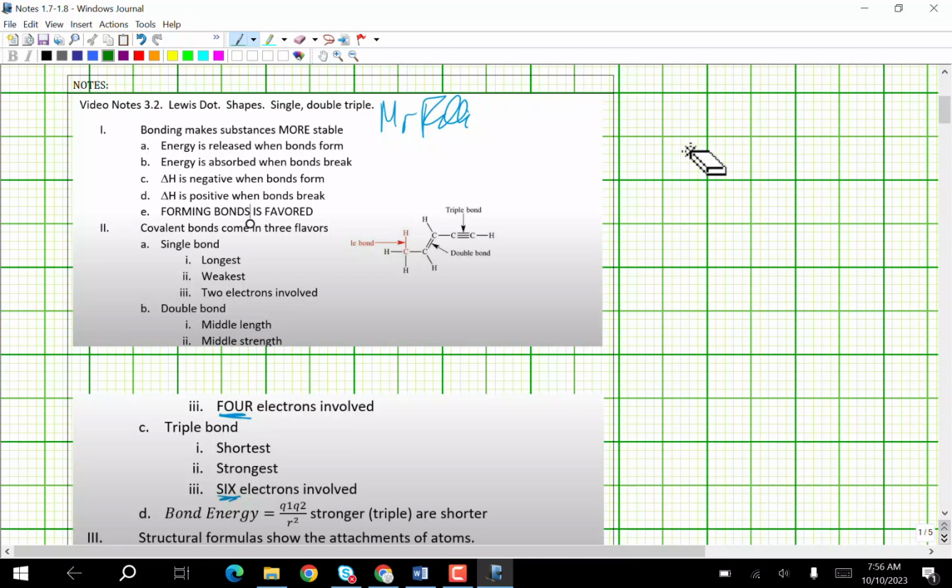Bonding makes substances more stable. We talked about that last time. Energy is released when bonds form. That means more stable. Remember, high energy is unstable. Energy is absorbed when bonds break. Again, we've seen it before.